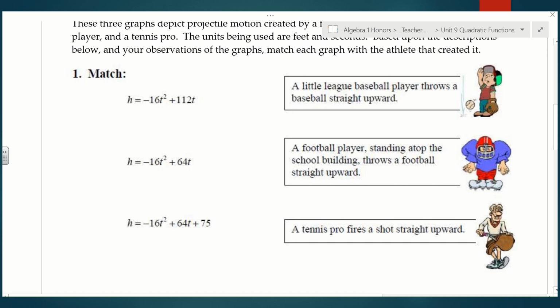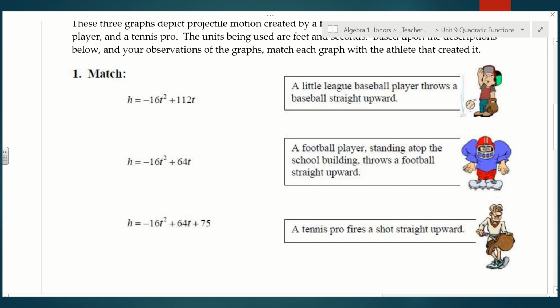The other thing I want to point out about these equations is that only one of them has a y-intercept that is not 0, and it's that last one. If you see that plus 75 on the end, that shows you that that parabola crosses the y-axis at 75. The other 2 cross the y-axis at 0, which means in the picture, if you look above, they're starting at 0.